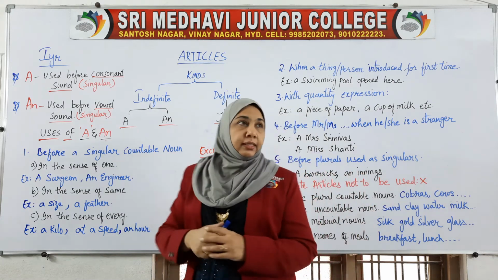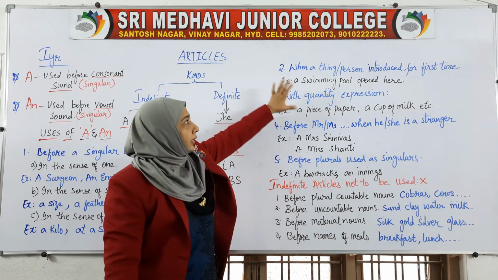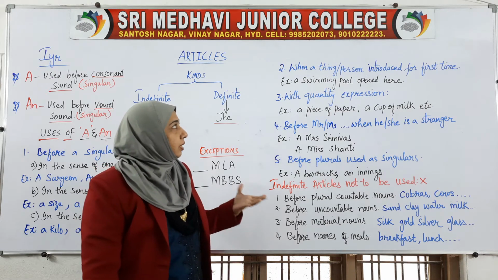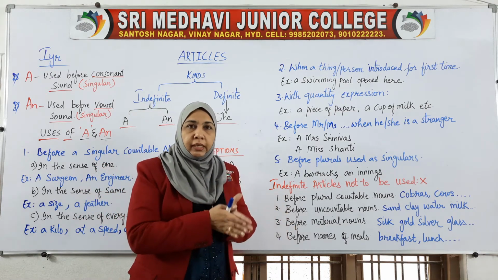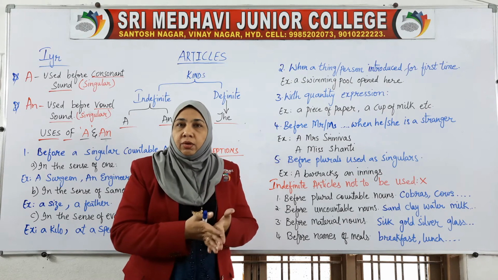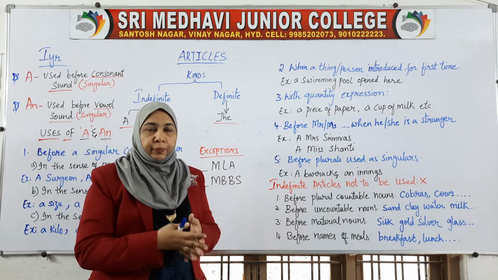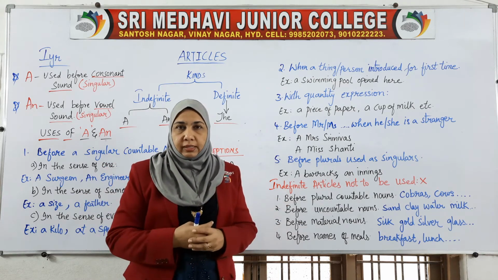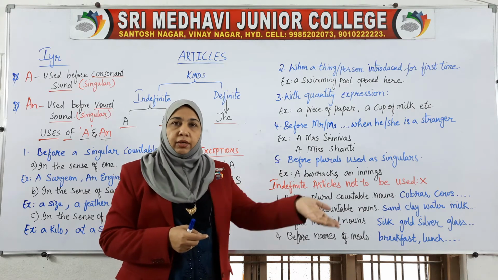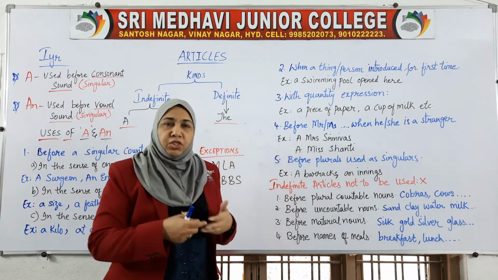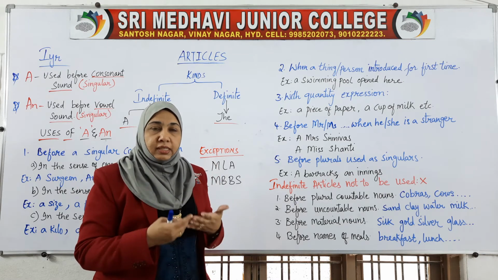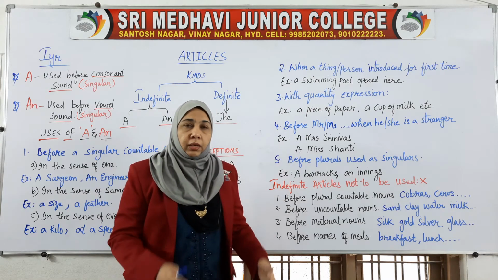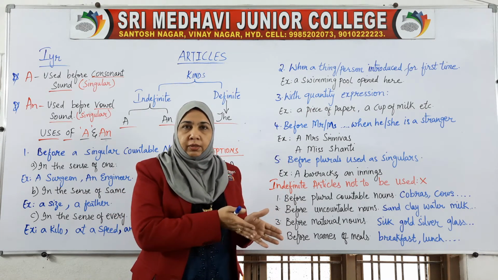Now next, the second use is when a thing or a person is introduced for the first time. For example, a new junior college has started. Forget about new: a junior college has started. For the first time you are saying that a junior college has started in that locality, so you are introducing this point. A swimming pool opened here. For the first time they have opened a swimming pool.